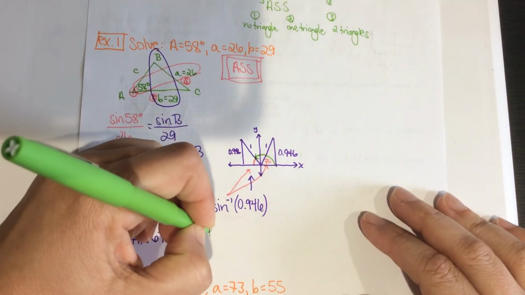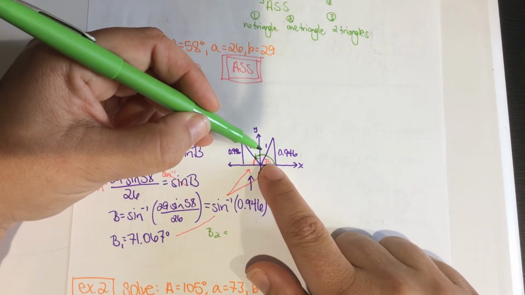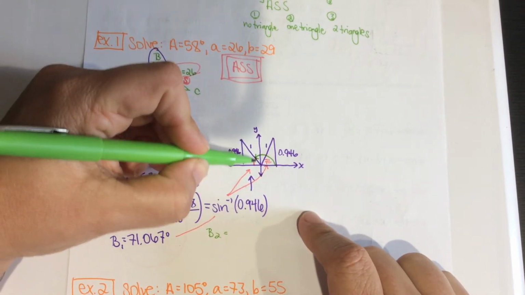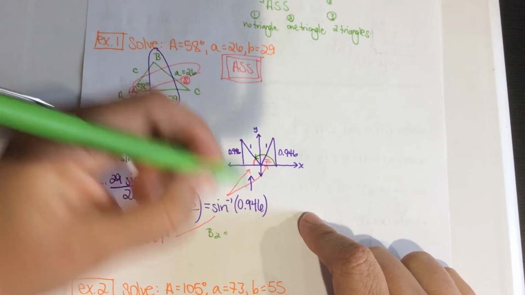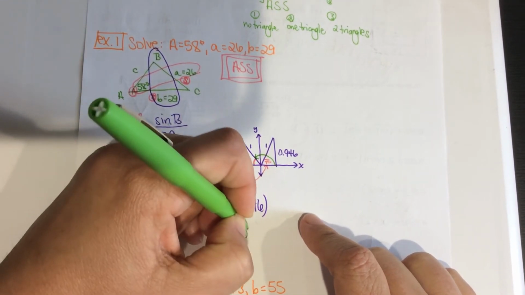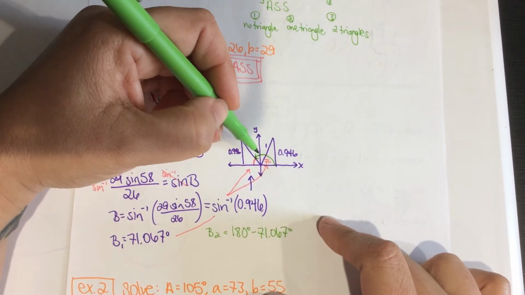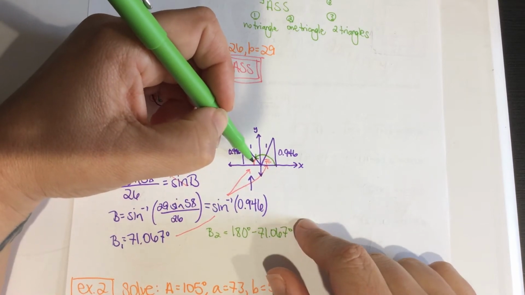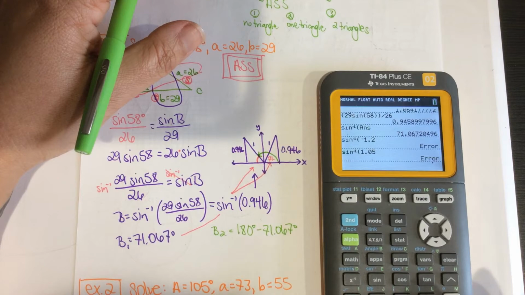Our next possible value of B is this green angle right here. And the way that we find that green angle is saying this is 180. The reference angle is 71.067. So we want to go 180 minus 71.067 to figure out what the green is. The entire thing, straight line, minus the pink gives me the green. So I'm just going to do that on my calculator.